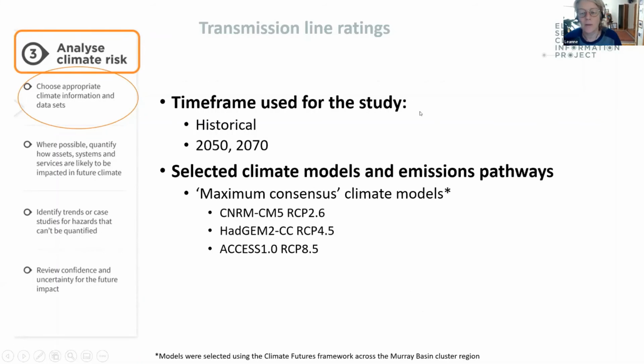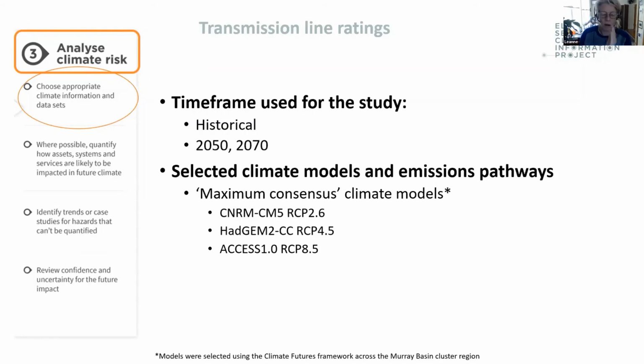In this case, we are also looking at historical. So we're comparing the historical, which is what they've been using, to two future periods, 2050 and also 2070, to work into their planning. Again, we're looking at a range of projections into the future, and in this case they wanted to look at the maximum consensus, where most models agree will be the change into the future. They didn't want to look at the hottest model. They wanted to look at the most likely model into the future.